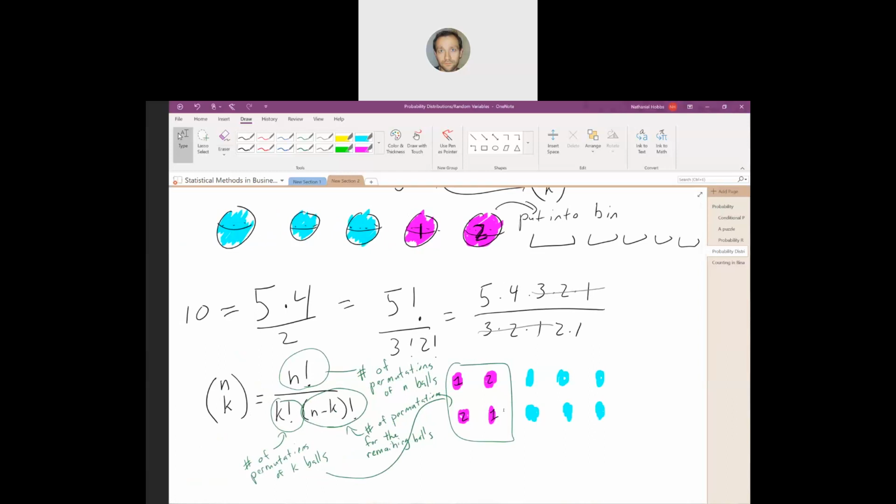Okay, let me pause for a moment and see if you guys have any questions about this. The concept of n choose k, or what this formula means, or anything like that. Okay, I'll take that as a no.